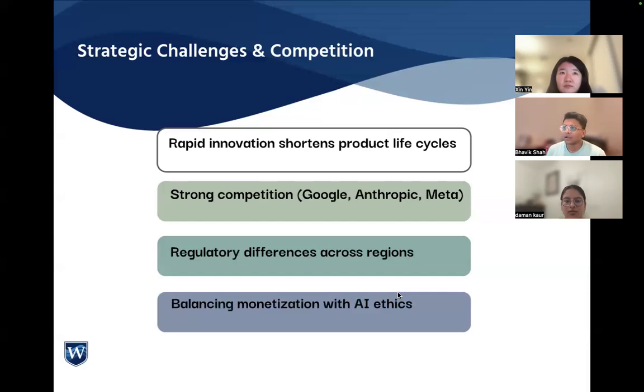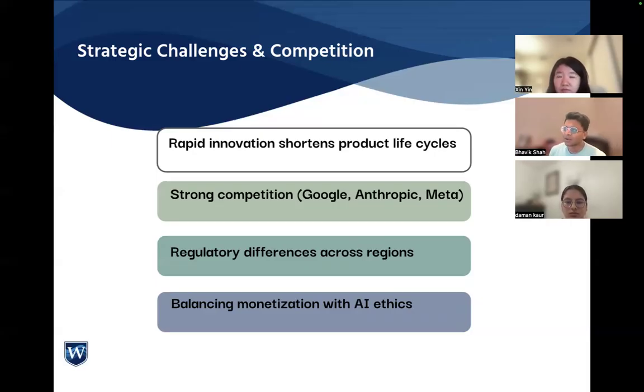Strategic challenges and competition. The AI industry is evolving at an unprecedented pace, with innovation cycles shortening and product lifespans shrinking. This rapid development creates constant pressure to stay ahead technologically and strategically. OpenAI faces fierce competition from major players like Google, Anthropic, and Meta, each pushing boundaries in model performance and integration. Additionally, varying regulatory landscapes across regions add complexity. What is permissible in one market may not be allowed in another.